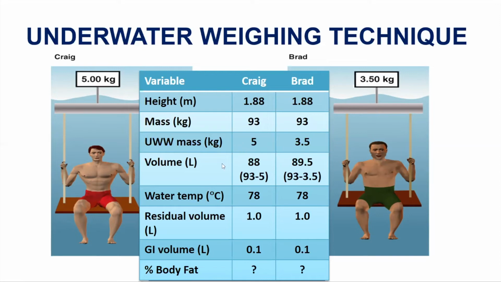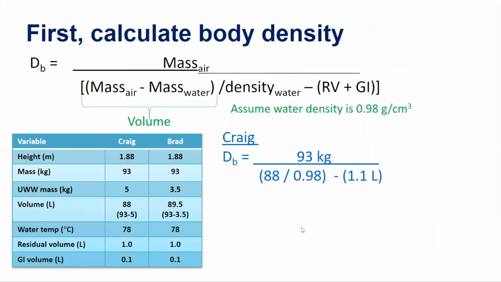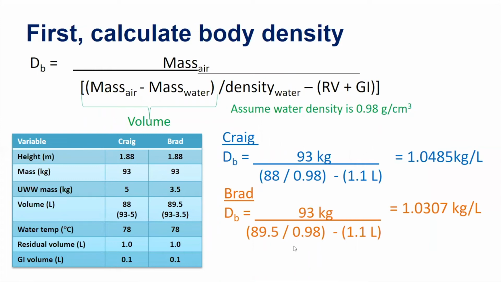To determine their body volume, remember, we're going to just take their mass on land and subtract their underwater weight. And so the volume of Craig is 88 liters. And then for Brad, it's 89.5 liters, where we took 93 minus 3.5. So if we were to take these data and plug and chug, we would confirm that Craig indeed does have a higher body density of 1.0485, whereas Brad has a body density of 1.0307 kilograms per liter. So Craig is denser, meaning he has less body fat.